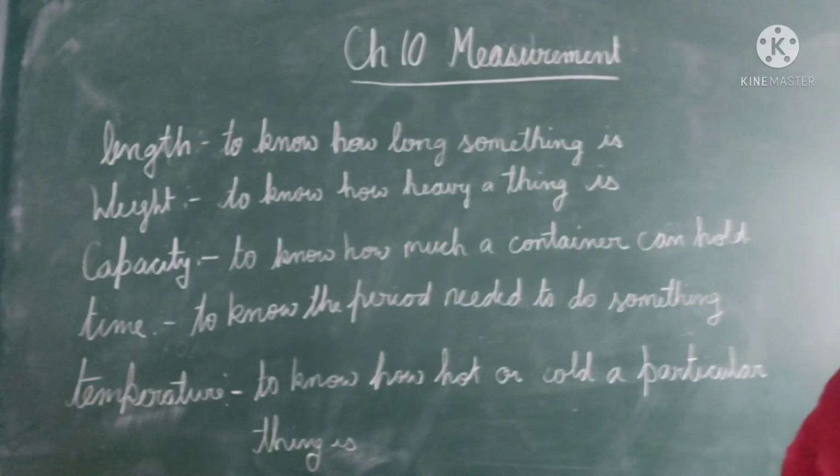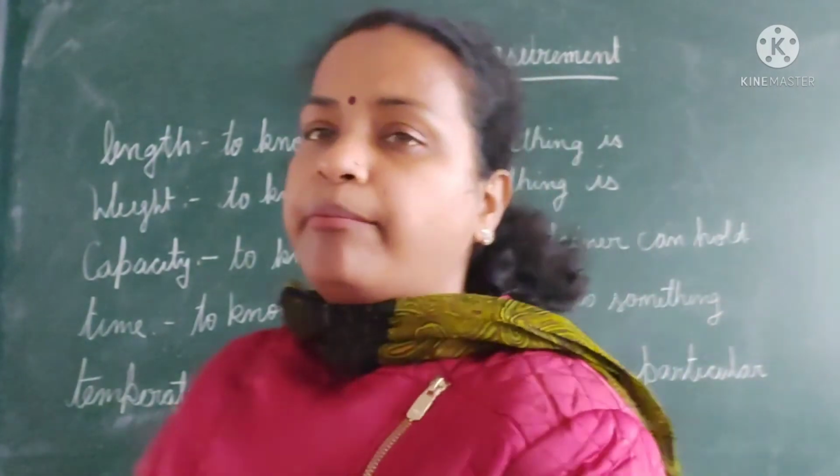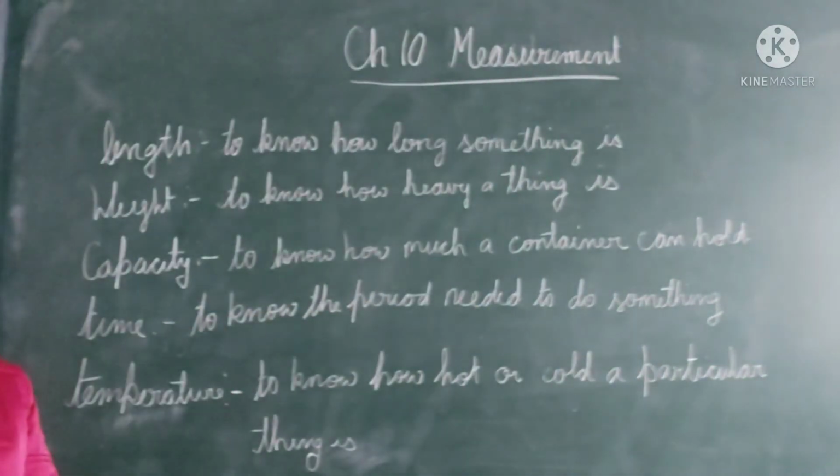In the same manner, your body also has temperature. Sometimes it is high, sometimes it is low. So what do we mean here? To know how hot or cold a particular thing is, it is about temperature. Okay, that's all about length, weight, capacity, time, temperature.